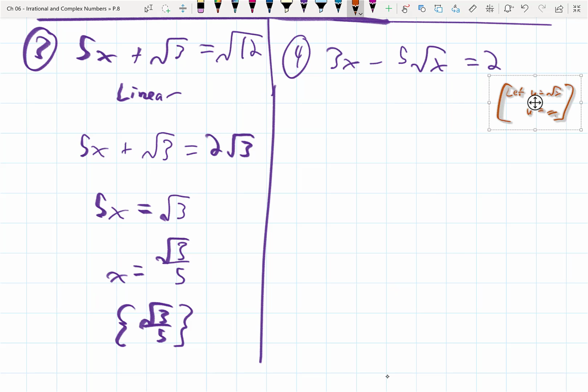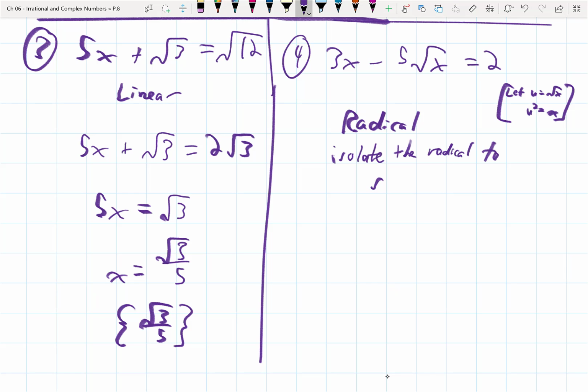And we're going to decide what kind of equation this is. So what we're going to do is we're going to isolate. Isolate is a word that means get by itself. We're going to isolate the radical in order to square both sides.